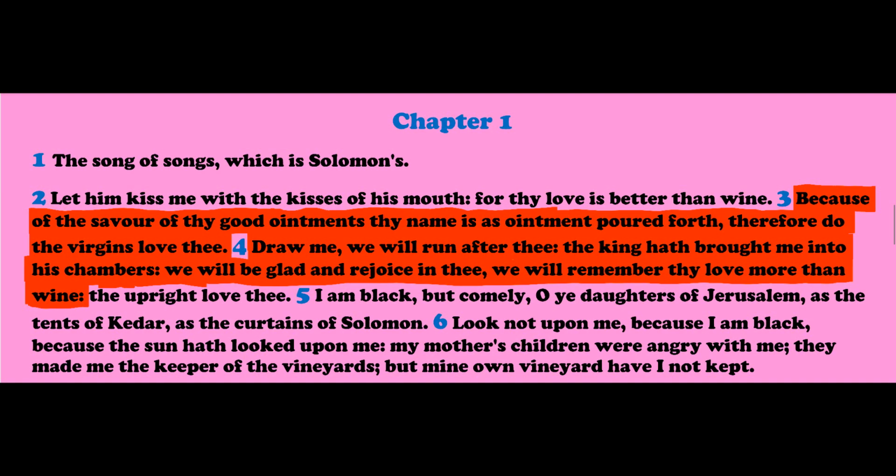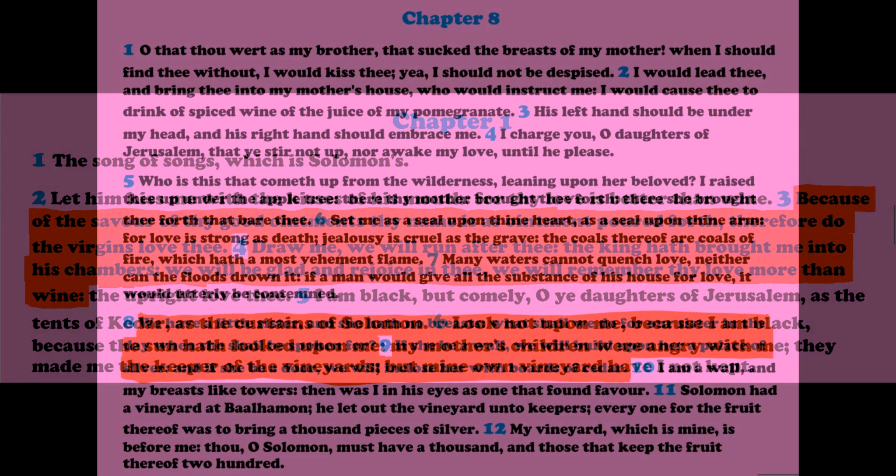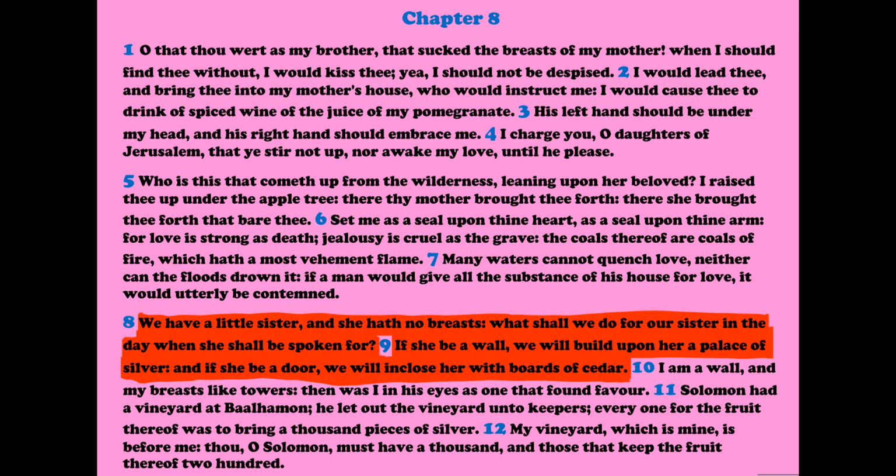The plural pronoun is used again in chapter 8, verses 8 through 9. The woman says, "We have a little sister, and she hath no breasts. What shall we do for our sister in the day when she shall be spoken for? If she be a wall, we will build upon her a palace of silver. And if she be a door, we will enclose her with boards of cedar." It keeps saying we. Who's we? Think about that.